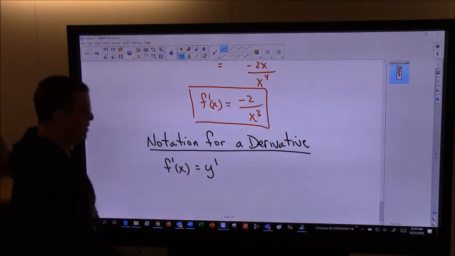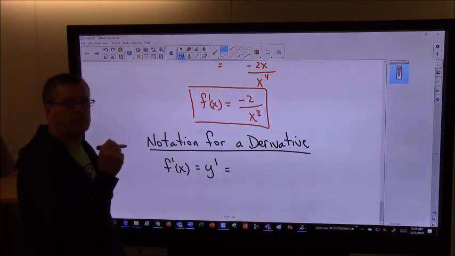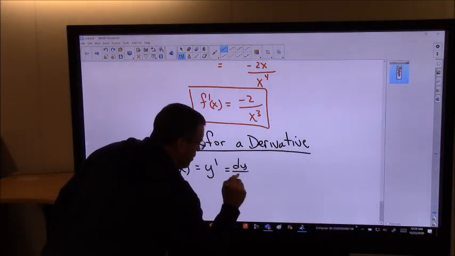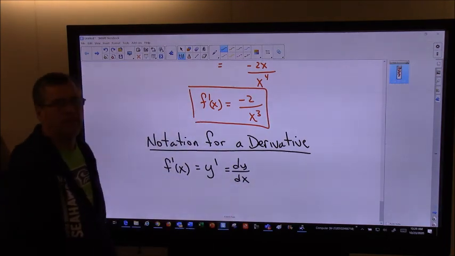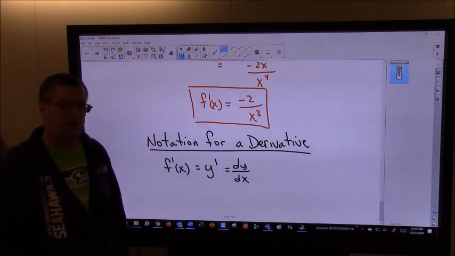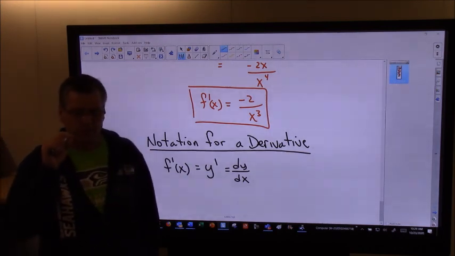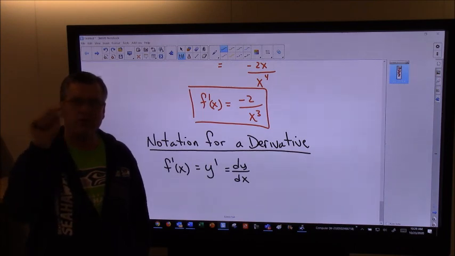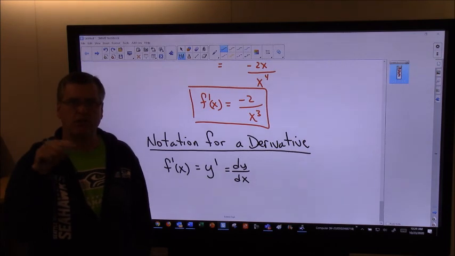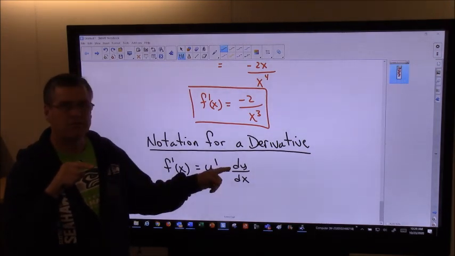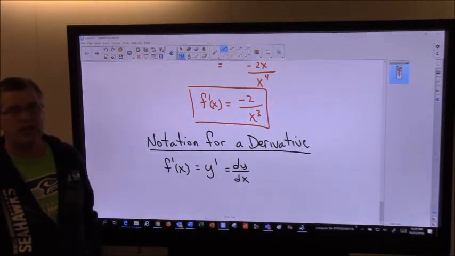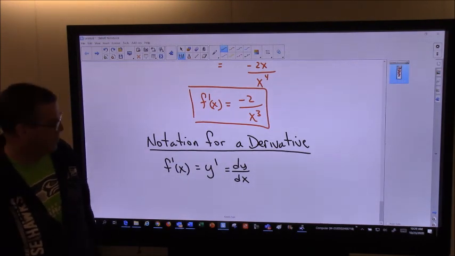Okay? This is not as obvious, but dy over dx. It's very common, right? If you think about it, when you find a slope, you're subtracting your y values on top, your x values on the bottom. It means the difference between the y's divided by the difference between the x's. So dy over dx, very common. Okay?